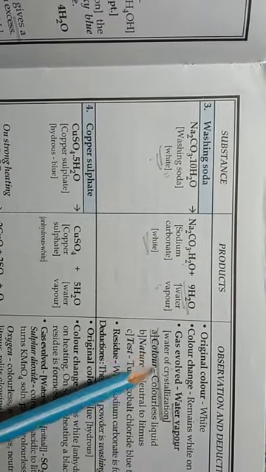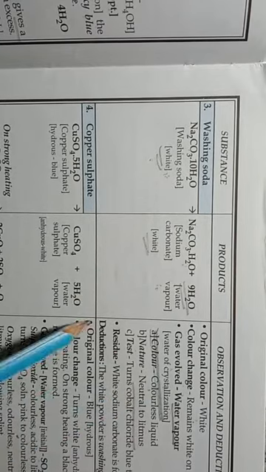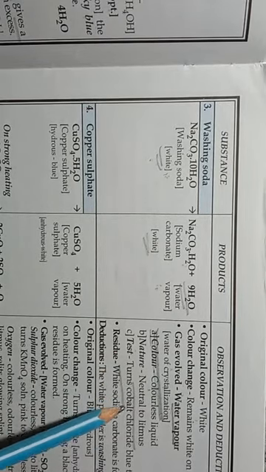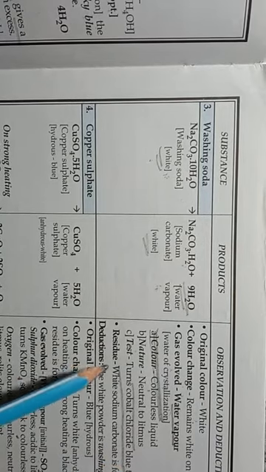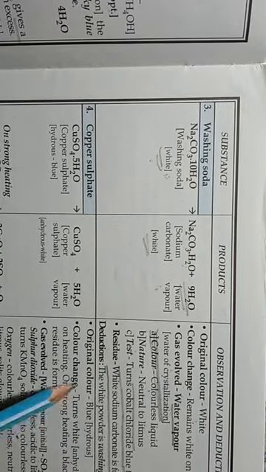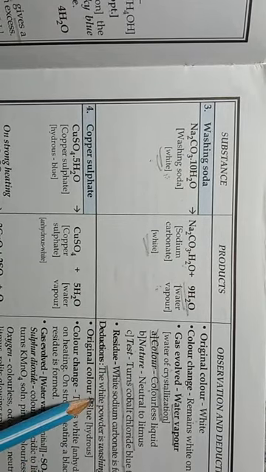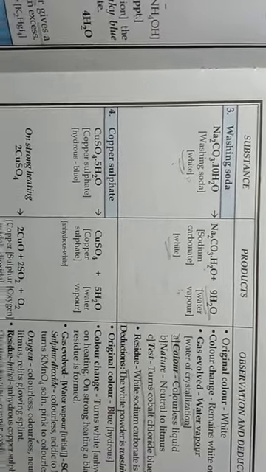Water vapor is a colorless liquid, neutral to litmus, and turns cobalt chloride paper from blue to pink. The residue, white sodium carbonate, is formed, and on the basis of all these observations we can say that the given white powder is washing soda.